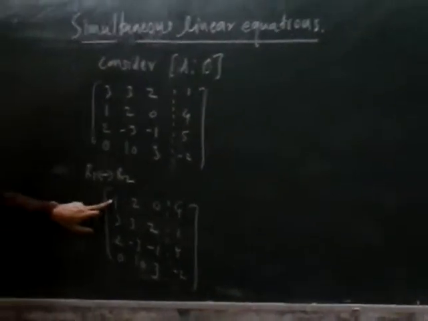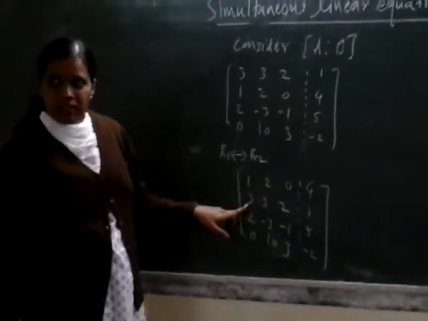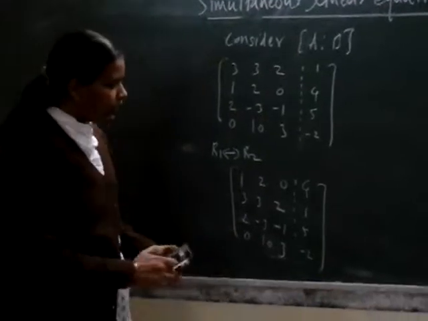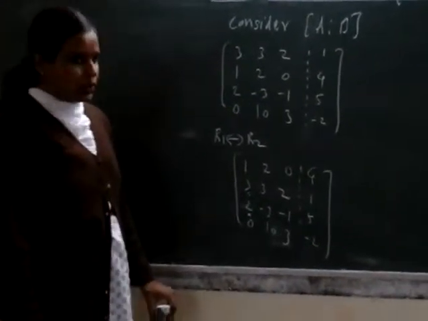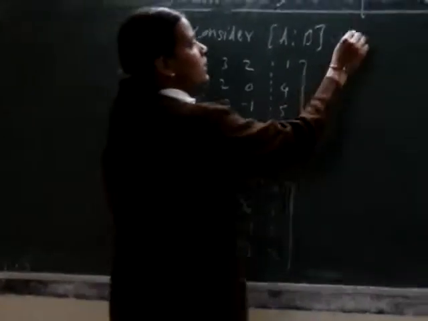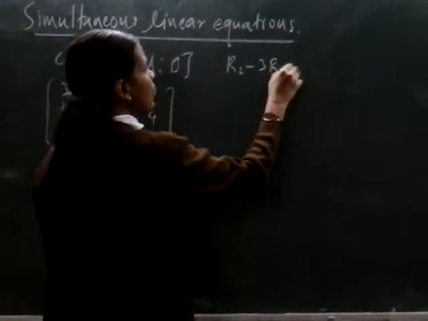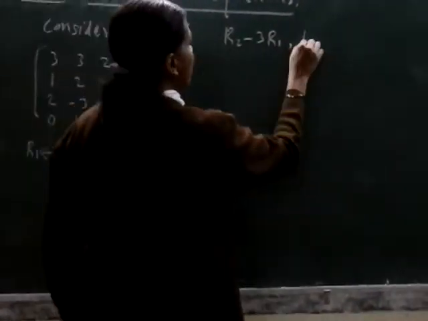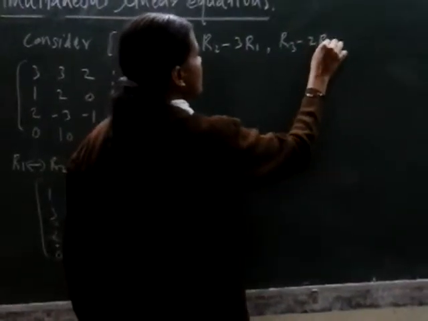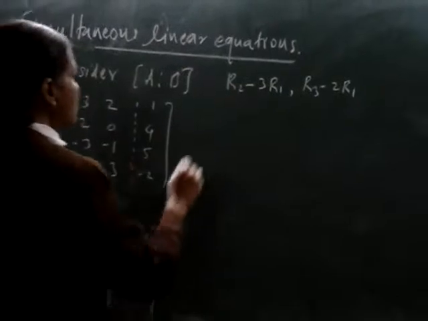Now what is the next step? By using this one, we are making the next elements in the same column 0, so we are making that 3, 2, 0. So what is the next operation? R2 minus 3R1 and R3 minus 2R1.